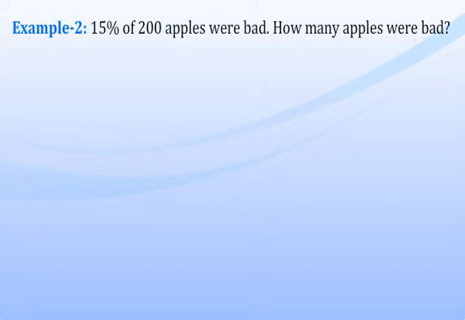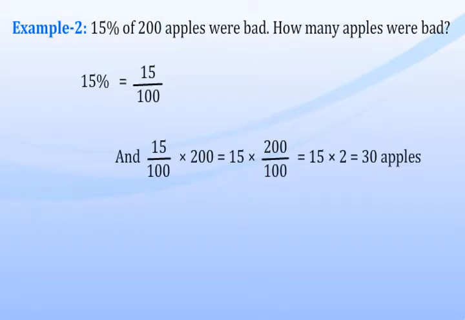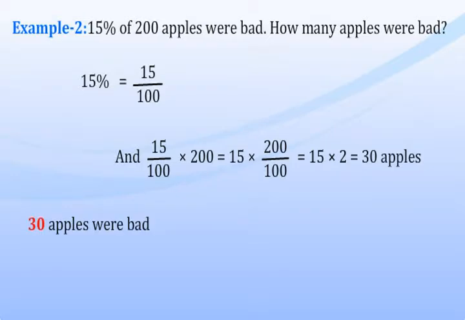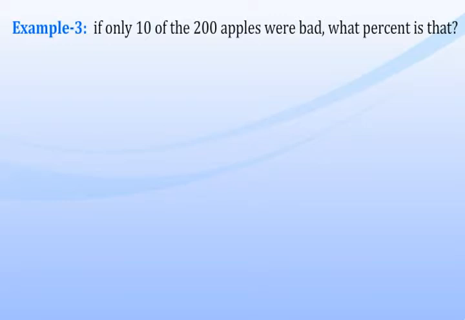Example, 15% of 200 apples were bad. How many apples were bad? 15% is equal to 15 by 100 and 15 by 100 into 200 is equal to 15 into 200 by 100 is equal to 15 into 2 is equal to 30 apples. 30 apples were bad.